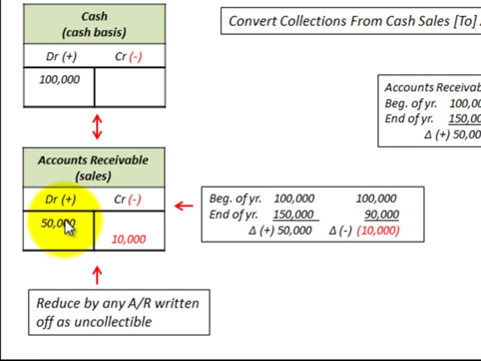here of $50,000. Now looking at the case here where we had a reduction of $10,000 in our accounts receivable, beginning balance was $100,000 and the ending balance for the year was $90,000. So we had a reduction here of $10,000. So we'd reduce our accounts receivable by that amount or credit it for that amount.